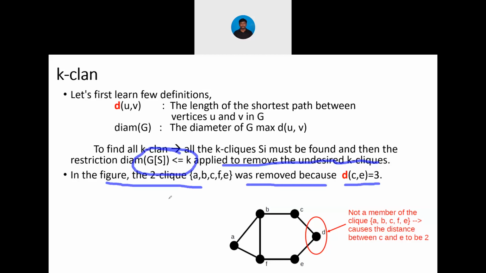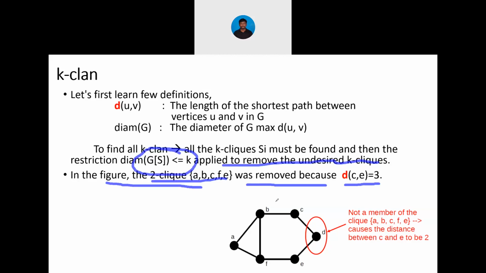I'm again saying, don't get confused. The limitation of the k-clique, you directly get into the k-clan. So while studying the k-clan itself, you can understand what the limitations of the k-clique are also. You consider this figure. It consists of 4 plus 2, 6 nodes, right? So in this figure, the 2-clique I'm considering here is A, B, C, F, E.